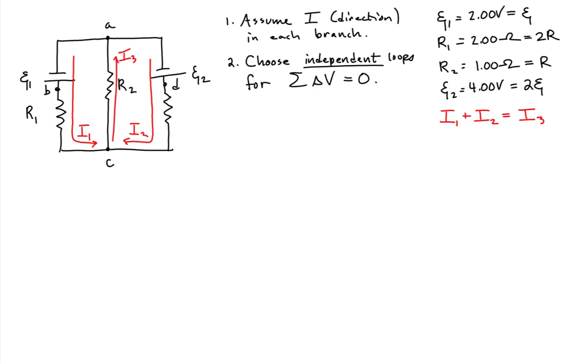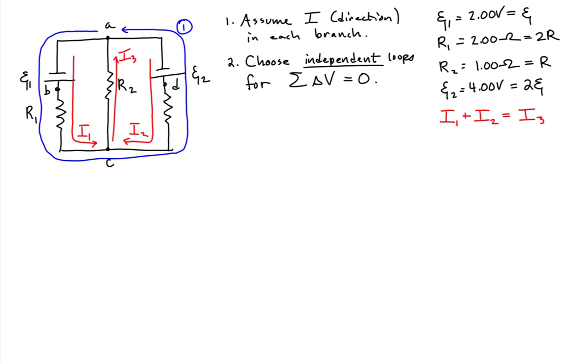Now remember, an independent loop is a loop that has at least one branch that is not contained in any other loop. So for example, let's look at loops beginning and ending at point A. One loop beginning and ending at point A goes all the way around the circuit. It goes through battery 1, all the way around, going through battery 2. We could call this loop loop 1.